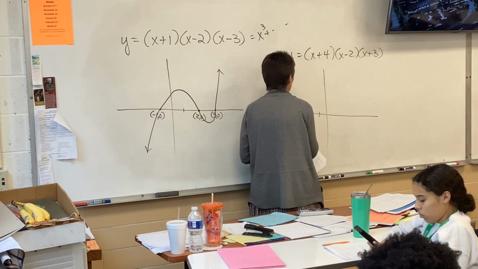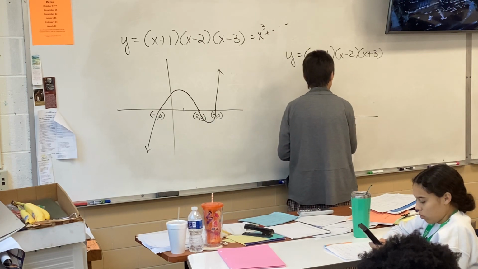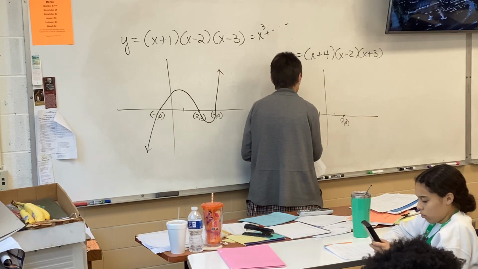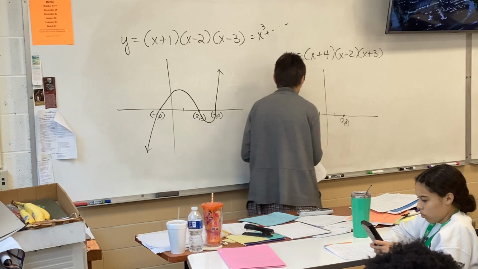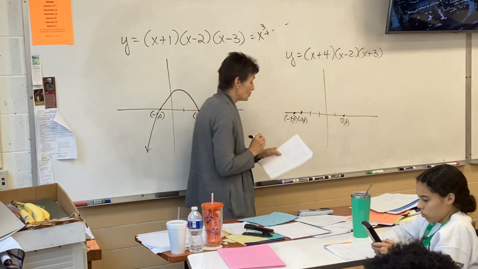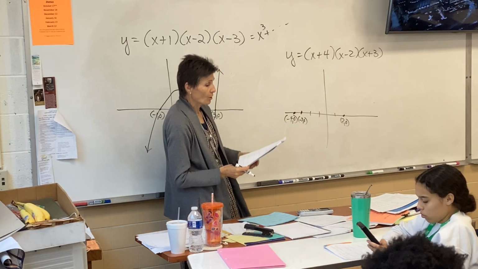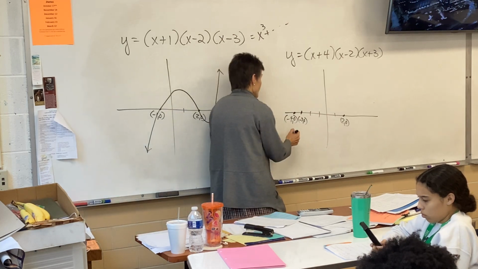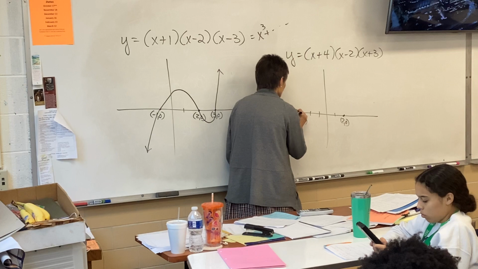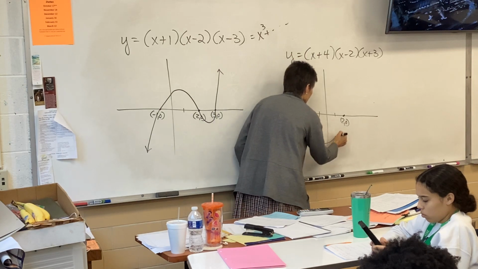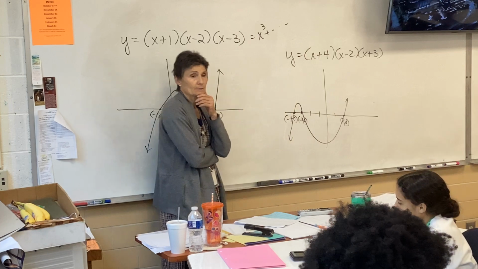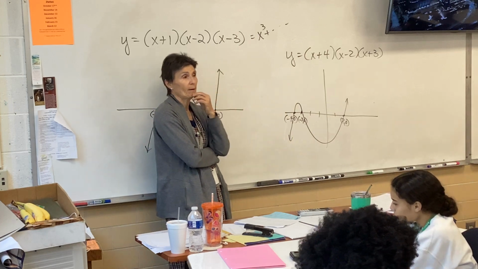Always label your points, so when you plot these points, make sure you are labeling them. You should have dots at -4, -3, and +2. You should be down here, coming up. That should be the shape that you come up with.